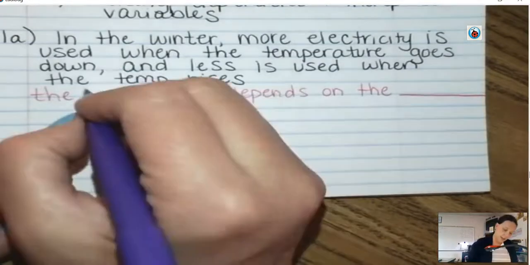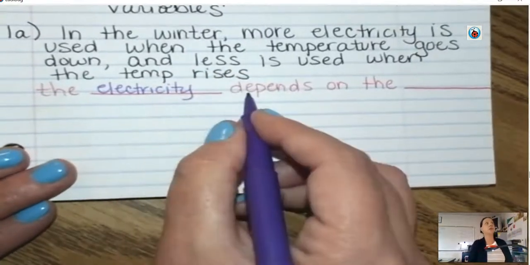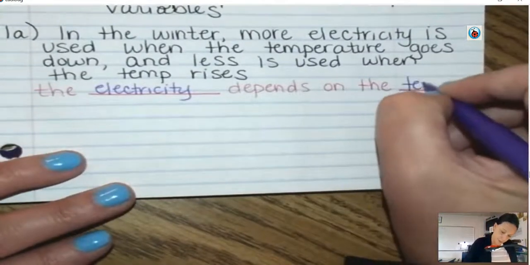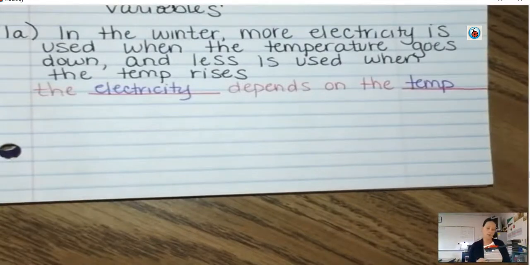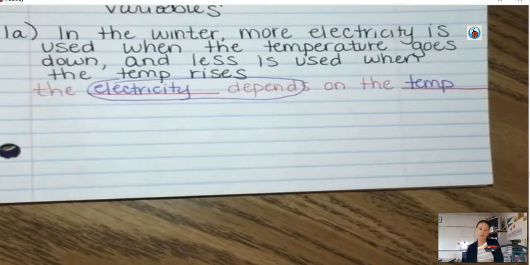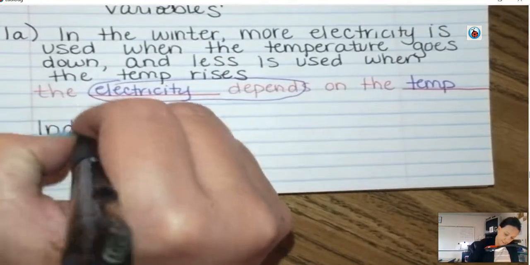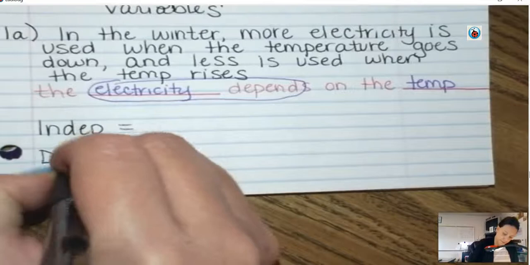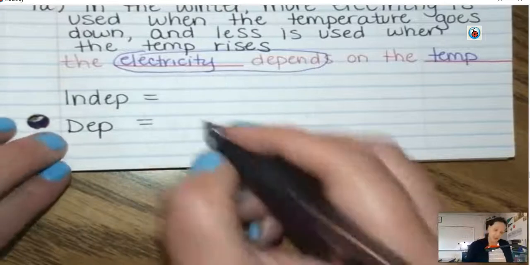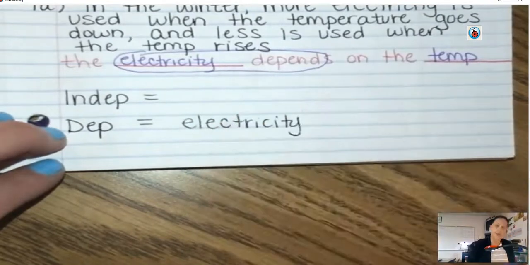So we'll put electricity on the first line, because the electricity we use depends on if it's hot out or if it's cold out. So it depends on the temp, or the temperature. It says the electricity depends, so that means that's going to be our dependent variable. We'll list out our independent variable and then our dependent. So electricity is your dependent, the electricity that you used.